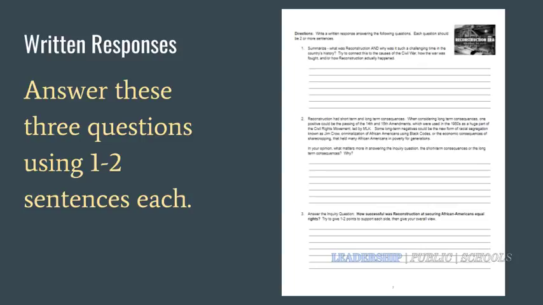Next, you should answer number 2. Reconstruction had short-term and long-term consequences. When considering long-term consequences, one positive could be the passing of the 14th and 15th Amendments, which were used in the 1960s as a huge part of the civil rights movement, which was led by Martin Luther King Jr. Some long-term negatives could be the new form of racial segregation, known as Jim Crow, the criminalization of African Americans using black codes, and the economic consequences of sharecropping that held many African Americans in poverty for generations.